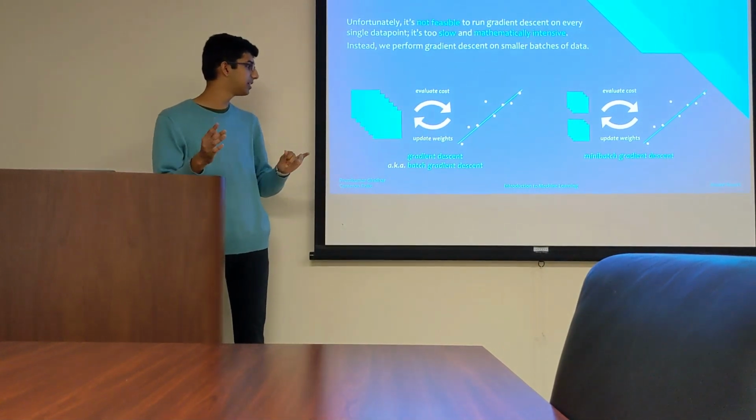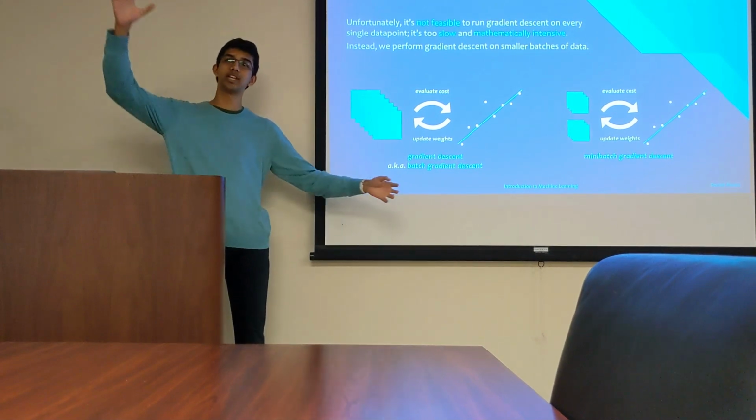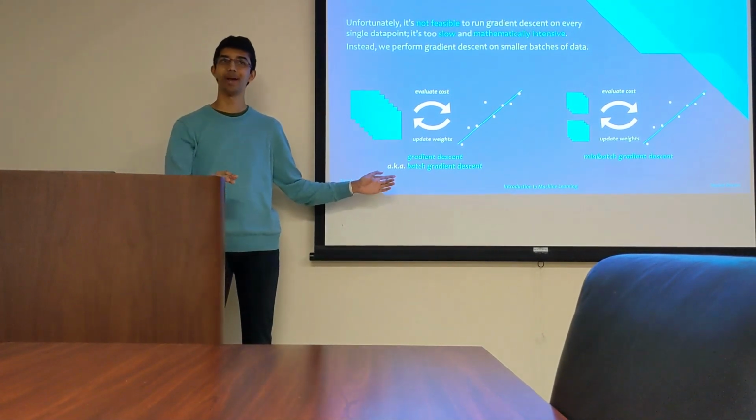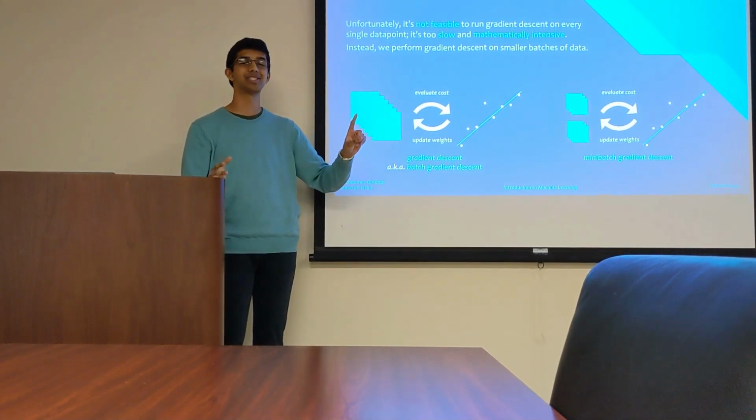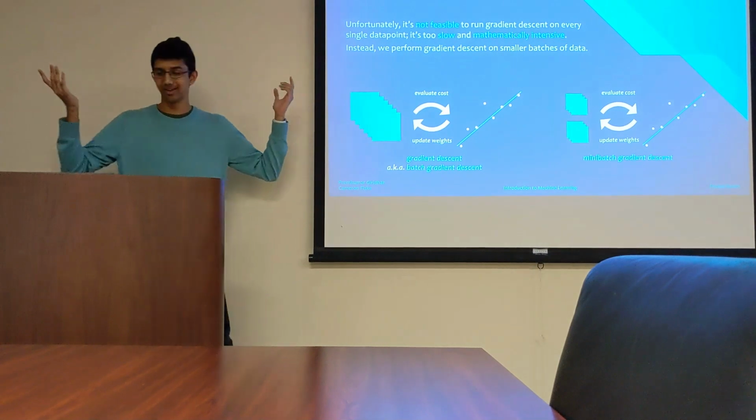It's a little confusing because the gradient descent that uses all the data points at the same time is also known as batch gradient descent. That's not what we're talking about. We're talking about mini-batch gradient descent, which is smaller batches. I didn't name it. I don't know who did.